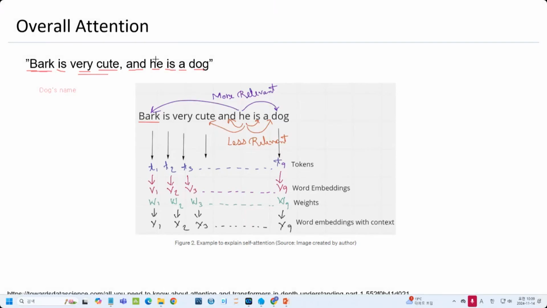So the word he is relevant to Bob, and the word he is also relevant to dog. Bob is also relevant to dog. So we know that Bob is a dog because, based on this sentence, there is a relationship between Bob and dog, and then he and dog, he and Bob.